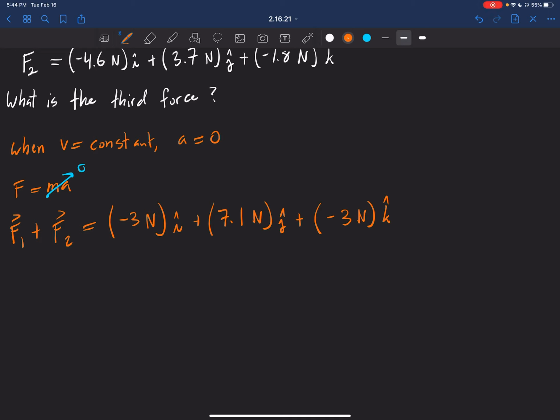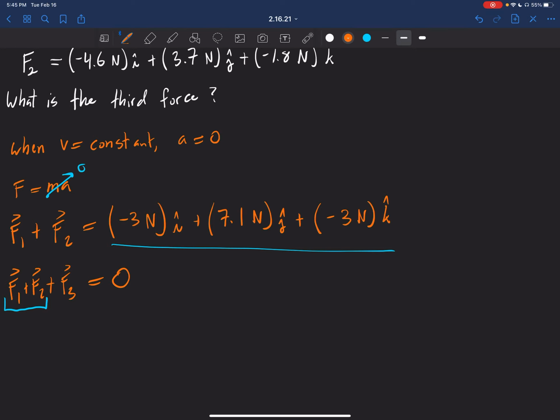And so now the next thing we're going to do is say that F1 plus F2 plus F3 is going to be equal to 0. And we already know what F1 plus F2 is, because that's right here. So really, it's just asking us, what do we have to add to F1 plus F2 to get zero force in all three directions?